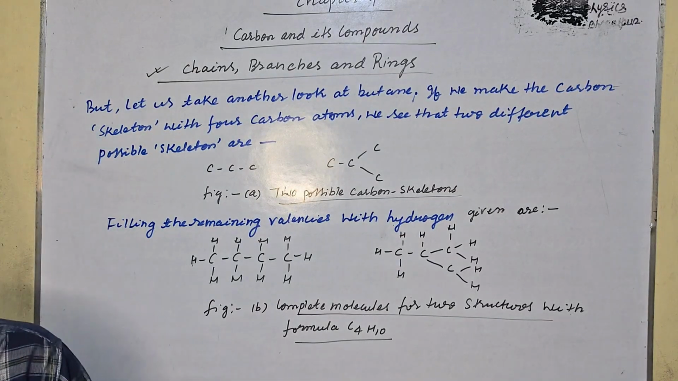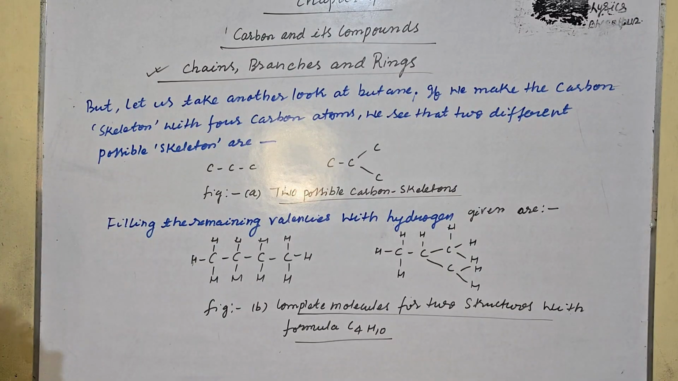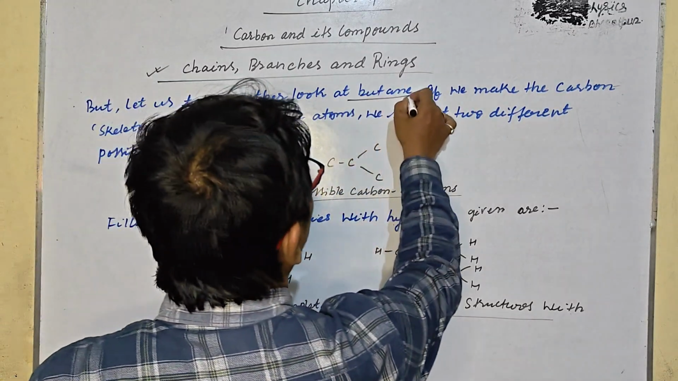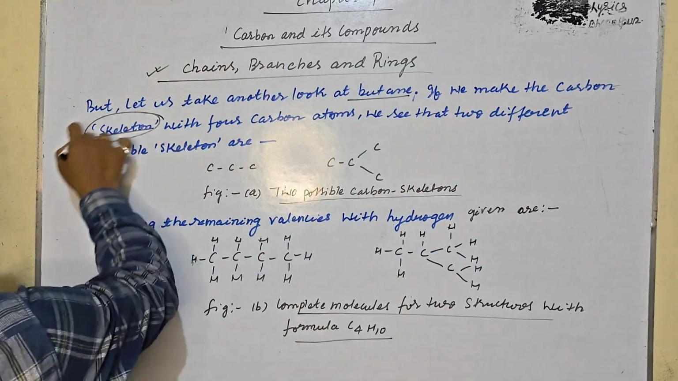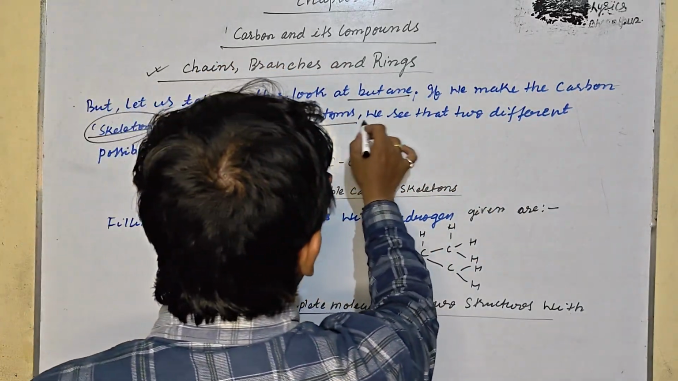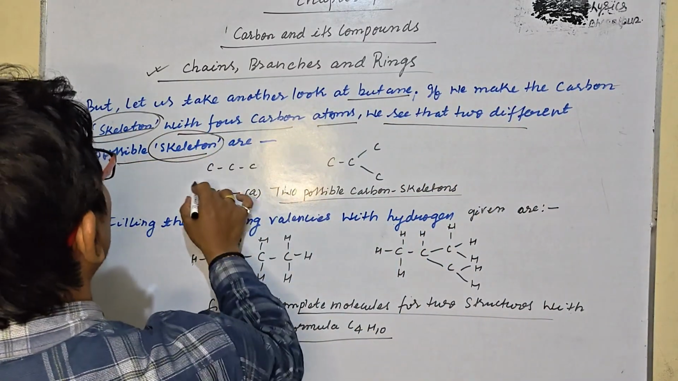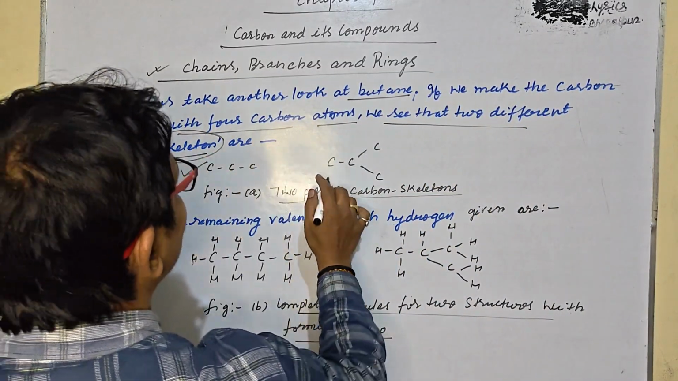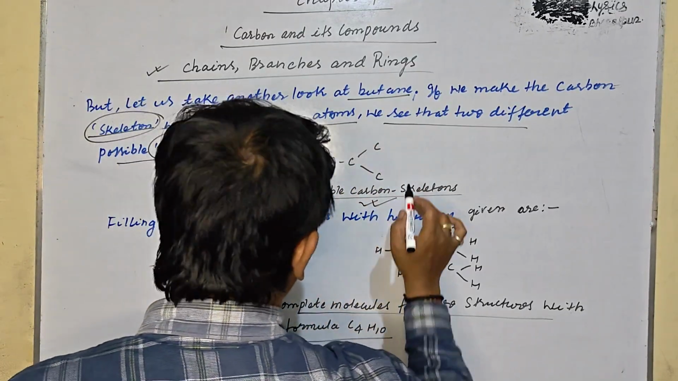As we discussed, the formula and structure of saturated compounds of carbon and hydrogen. Let us take another look at butane. If we make the carbon skeleton with four carbon atoms, we see that two different skeletons are possible. The first one is C, C, C, C in a line. The second one is C, C, C with a branch of C. These are the two possible carbon skeletons.